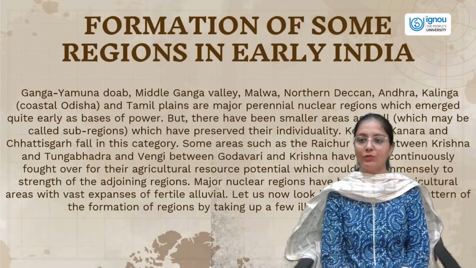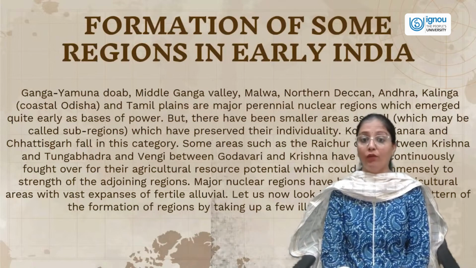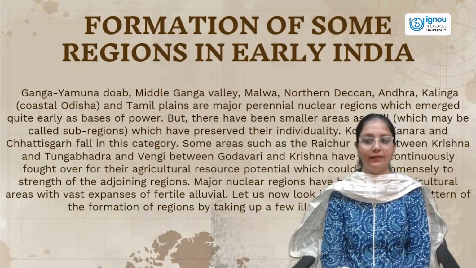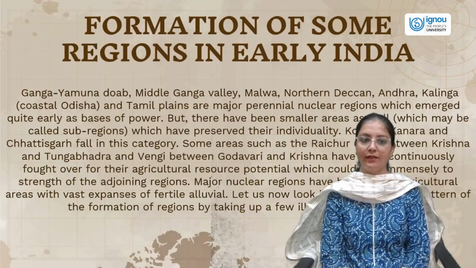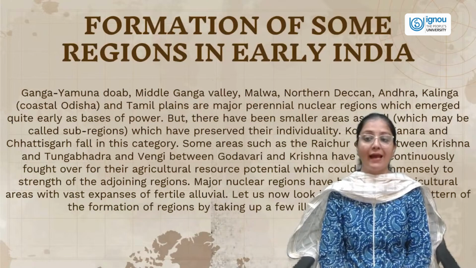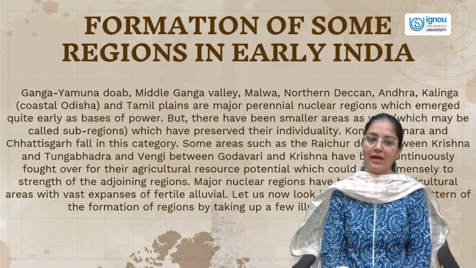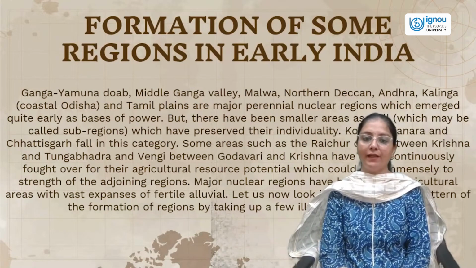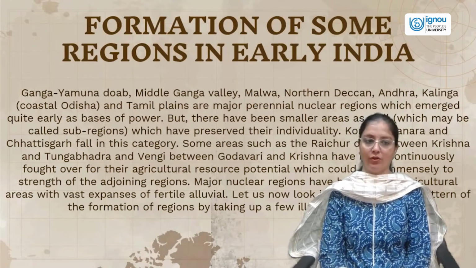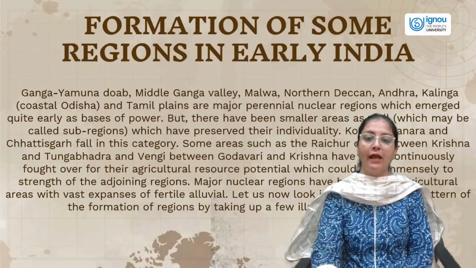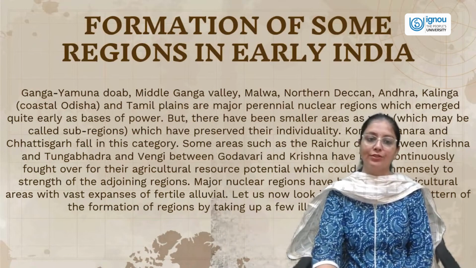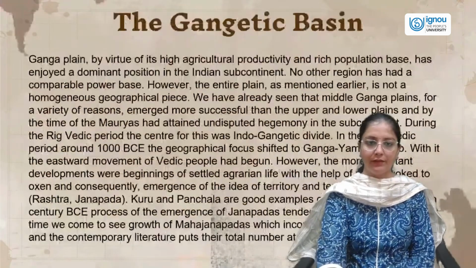But there have been smaller areas as well which have preserved their individuality. Konkan, Kannada, and Chhattisgarh fall in this category. Some areas such as Raichur Doab between Krishna and Tungabhadra, and Vengi between Godavari and Krishna, have been continuously fought over for their agricultural resource potential, which could add immensely to the strength of adjoining areas.